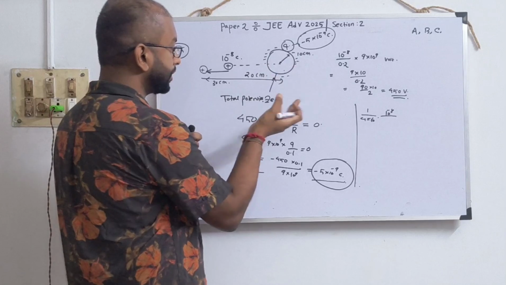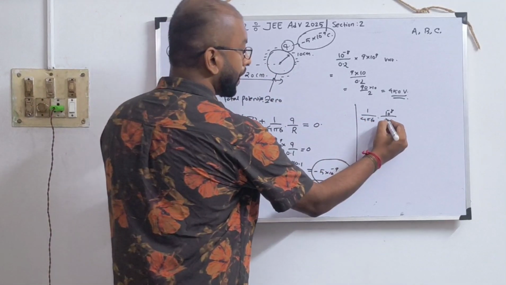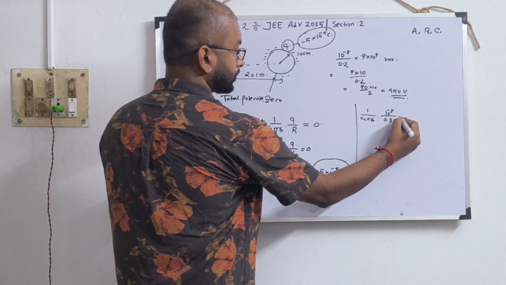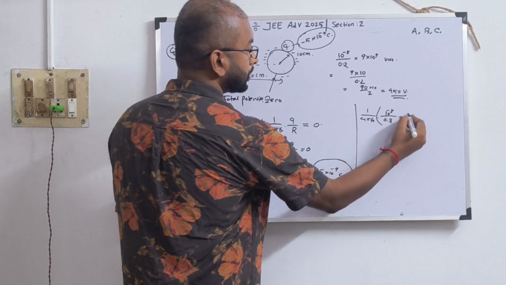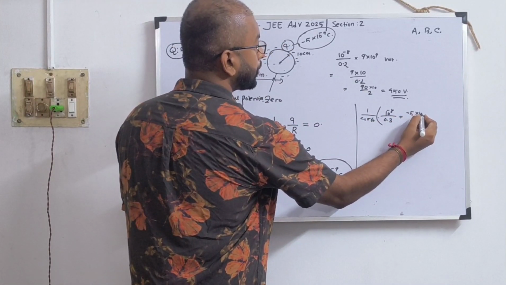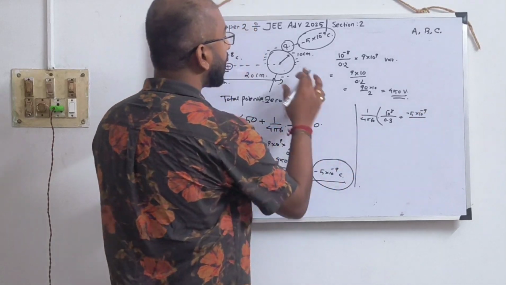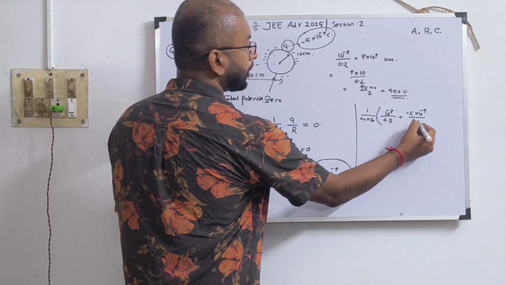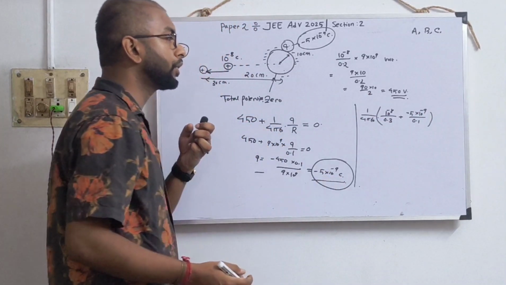Right now the distance is increased to 30 centimeter, that is 0.3, plus q, that is the induced charge, that is minus 5 into 10 to the power minus 9, by r, where r is the radius of the sphere. That is right now the potential of the sphere.